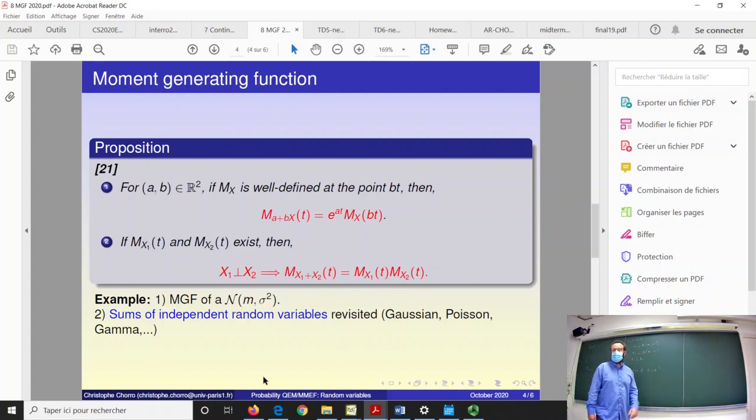Okay. So what we will use is this result, the fact that I can compute, in the case of independence, the moment generating function of a sum this way. And I just have to remind what is the moment generating function of a Gaussian random variable. So to remind something we have seen during the previous session.